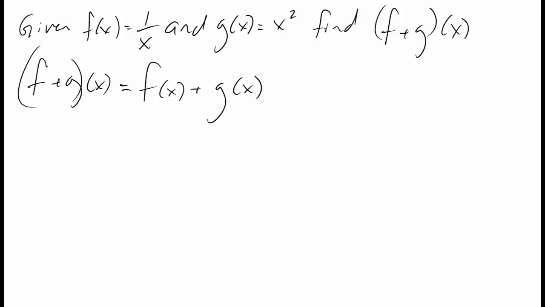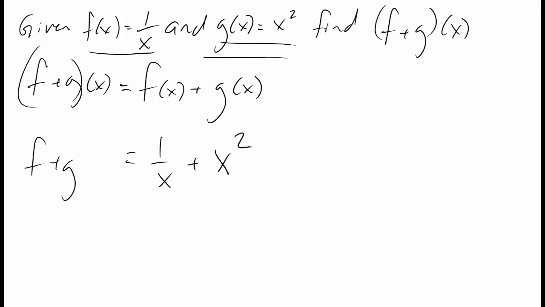Alright, so we know what f of x was equal to. That was given up here. F of x was equal to 1 over x plus our g of x, which was given here as x squared. And since we can't really do anything, they're not like terms or what have you, this is all we've got. This is our answer for f plus g of x.